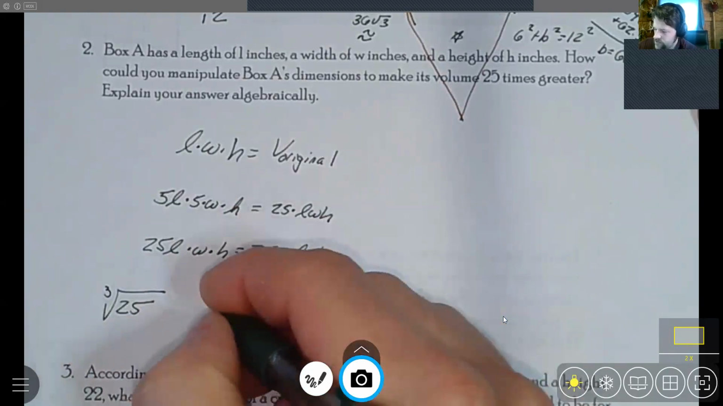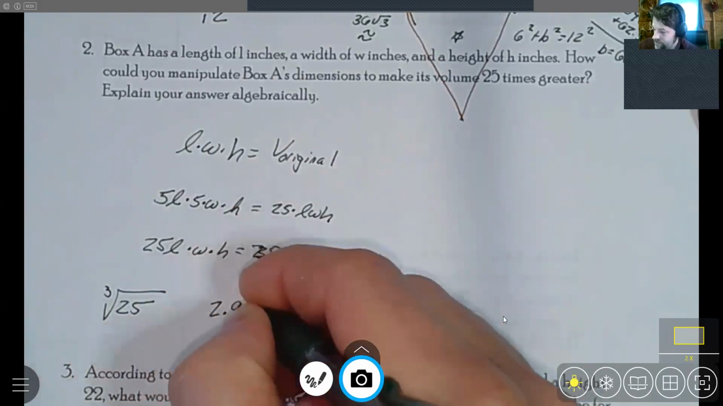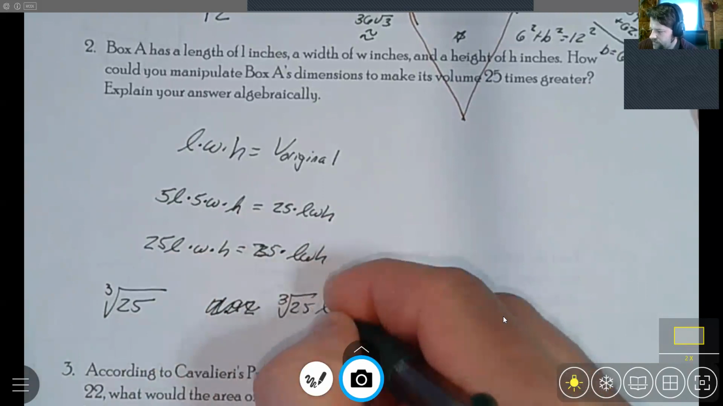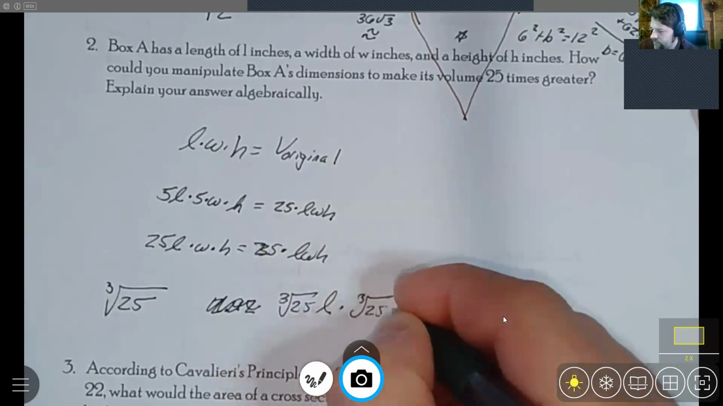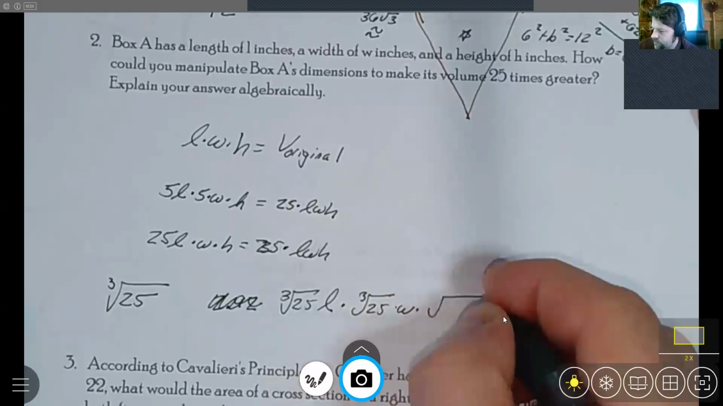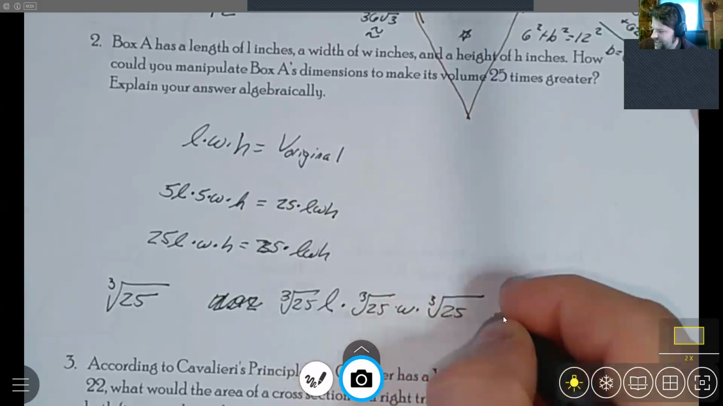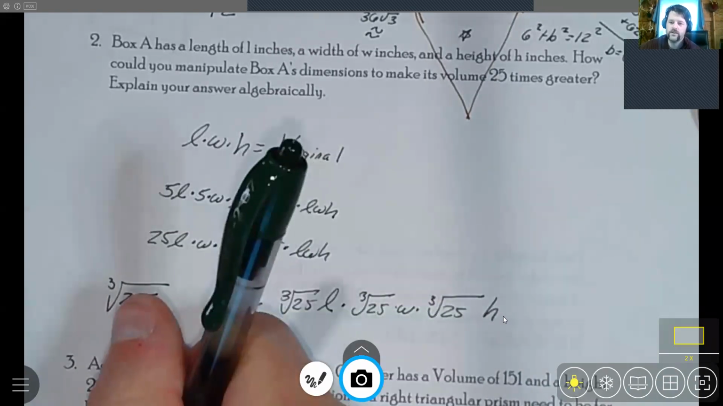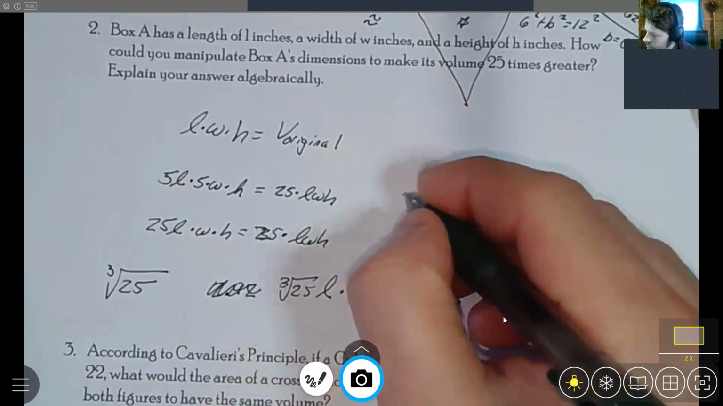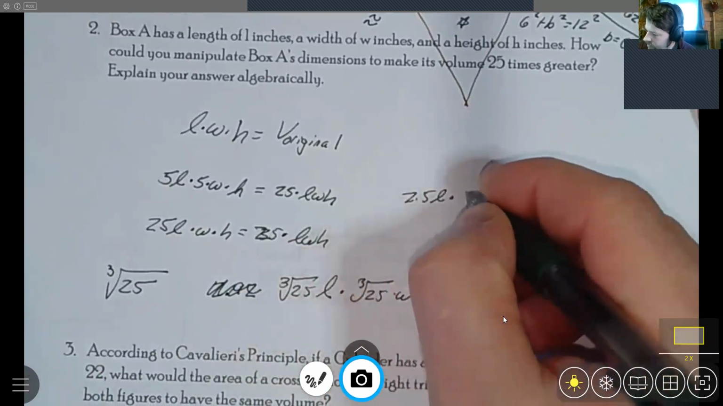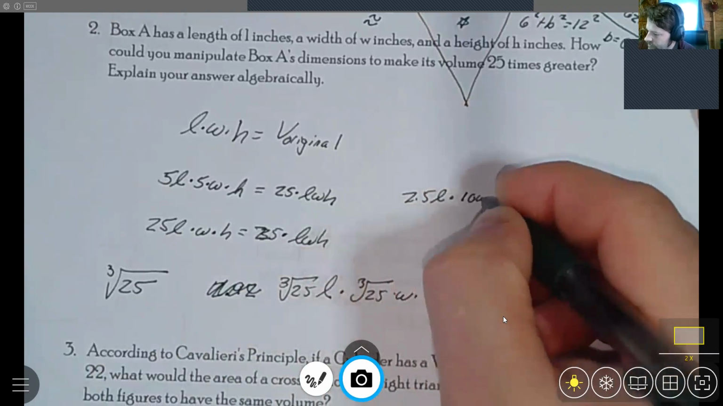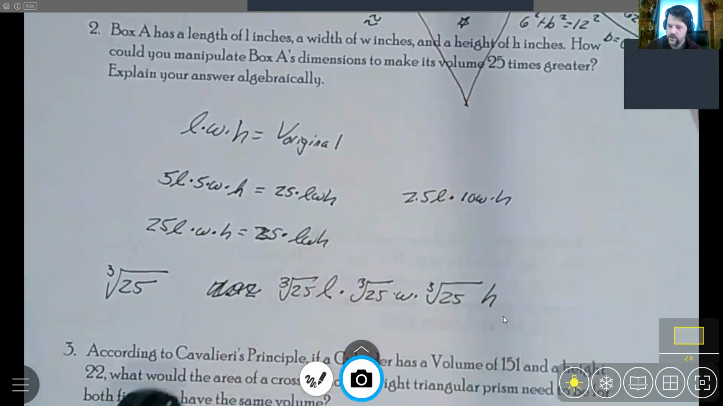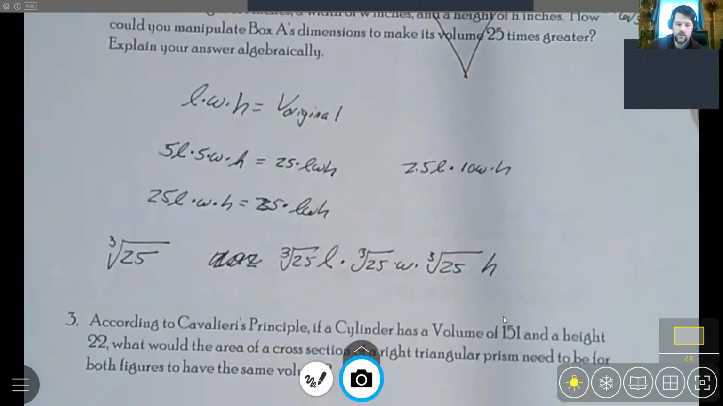And that's 2.92. To be exact, you just do the cube root of 25L times the cube root of 25W times the cube root of 25H. And that's just kind of a pain. So it's simpler to do something like this. You could do 2.5L times 10W times H, or whatever, as long as the numerals multiply to give you 25. That's what we're looking for. Okay.